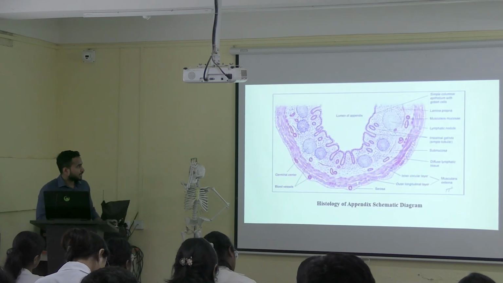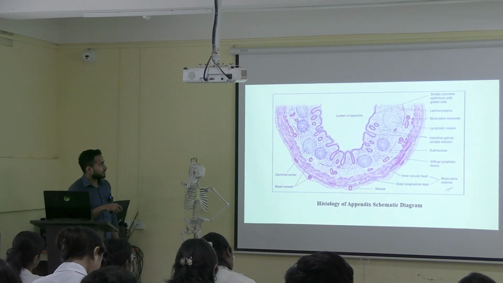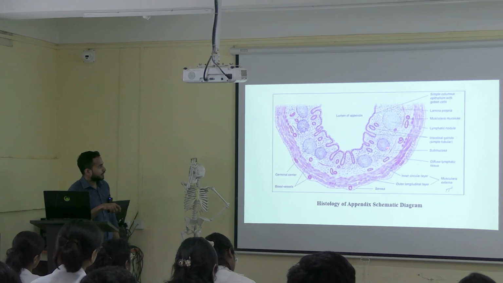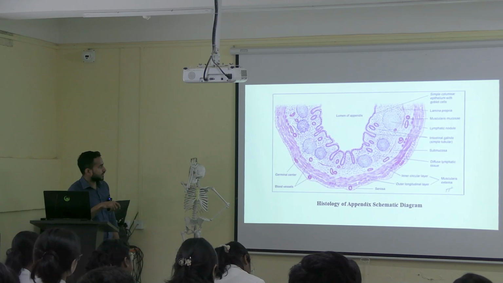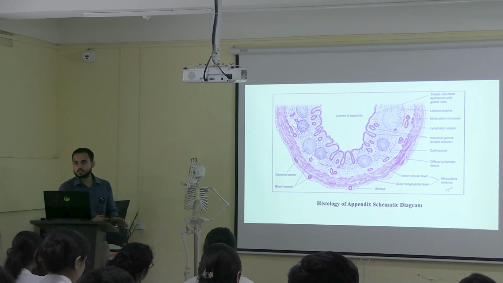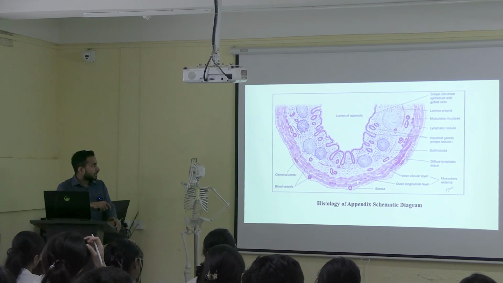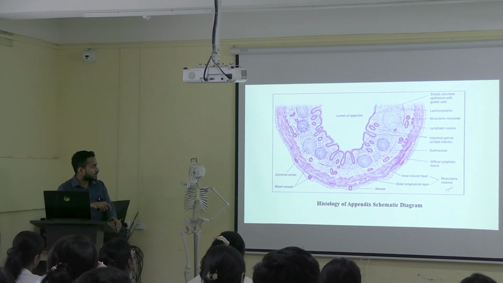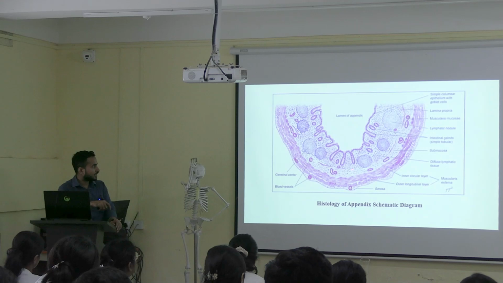Now here you can see the diagram. In this diagram you can see this is the lining epithelium. Then these are the intestinal glands. This is the lamina propria where you can see the lymphatic follicles, diffuse lymphatic tissue, lymphatic follicles, all those things can be seen, and the quantity is huge. Next, this is the submucosa. Submucosal glands are not there as usual, and then this is the muscularis externa, and then serosa.